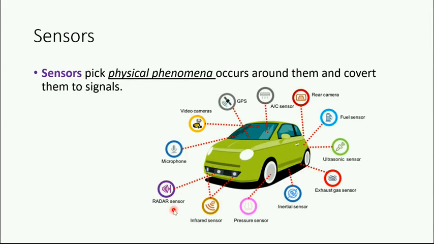Sensors actually pick up physical phenomena occurring around them and convert them into electrical signals. All of you are aware of car driving, and there are many sensors used. I am picking a couple of them. This microphone collects sound and converts it into an electrical signal. For example, a fuel sensor calculates the fuel level and sends the data to the driver. If it is empty, a red signal comes out, right? So a red signal means the fuel tank is going to empty, you fill it.